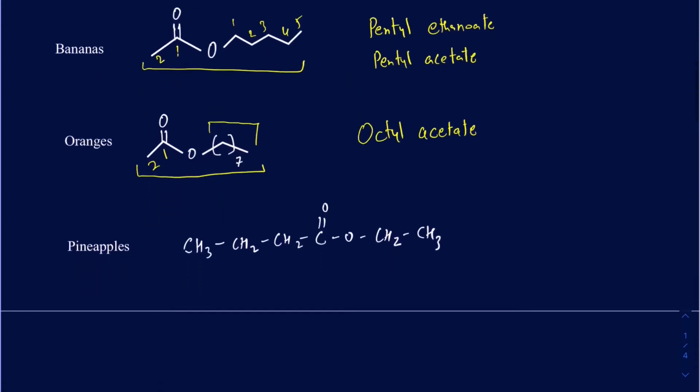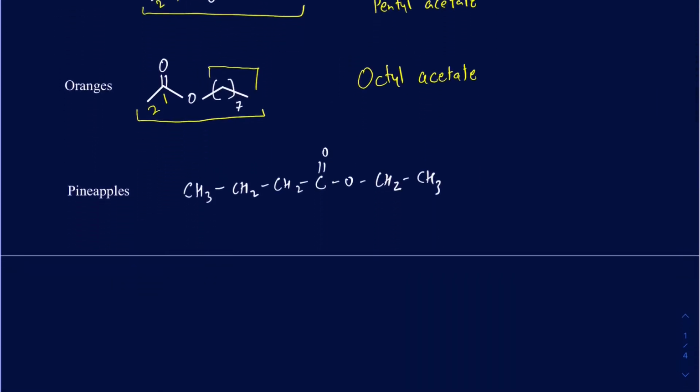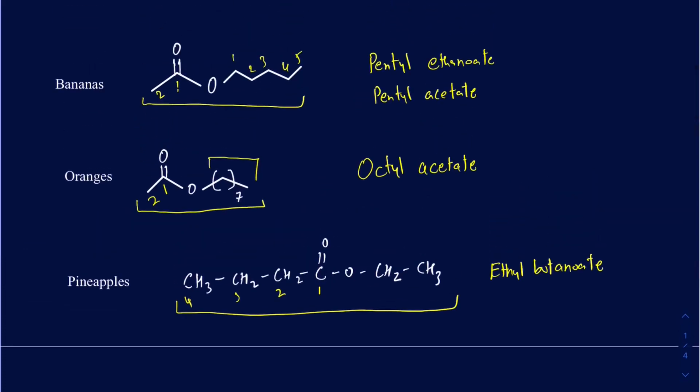What about something like this one? This particular ester is going to be in pineapples, and it seems like I've got 1, 2, 3, 4 carbons in the main chain, and then I have only 2 carbons on this alkyl chain, or 2 on the other side of the ester. So it's going to be ethyl butanoate. Okay, so that's how you're going to be naming different esters. Just make sure you're able to identify the main chain and your side group there.